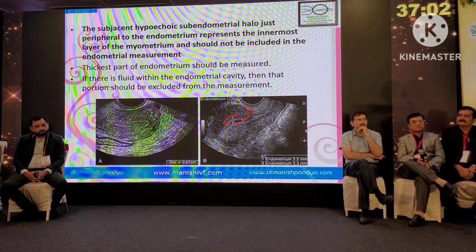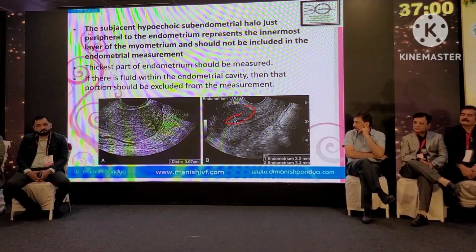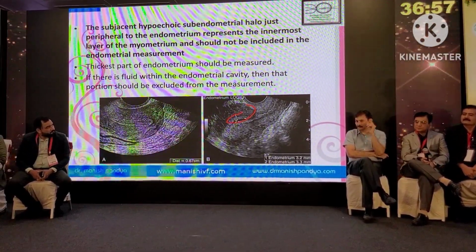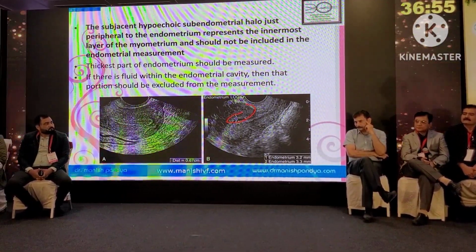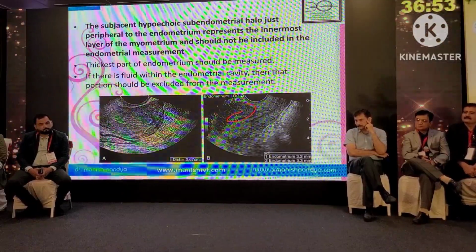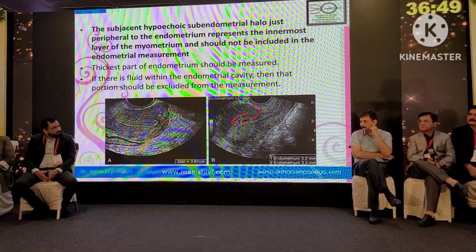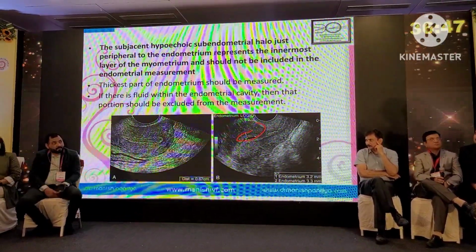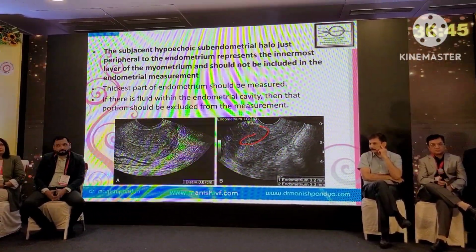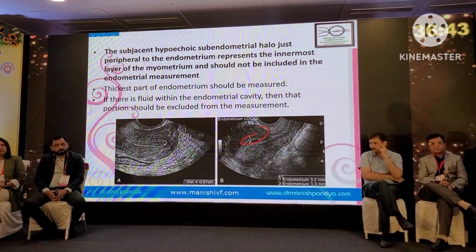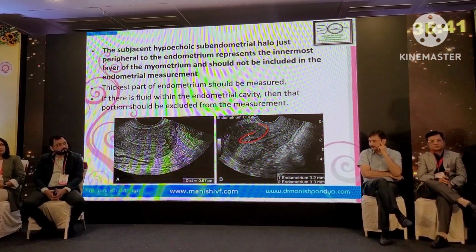What about thickness if there is a little fluid inside the endometrium? It can be physiological, normal fluid. But how do you assess the endometrium? That fluid should not be included in the thickness measurement. You have to exclude the fluid and measure the endometrium. Here it is 6.5 mm.